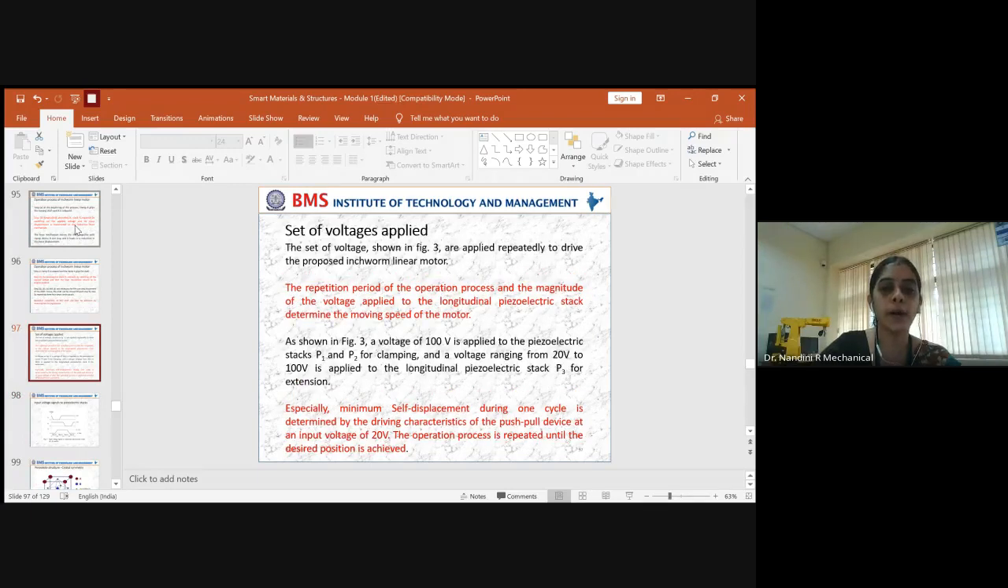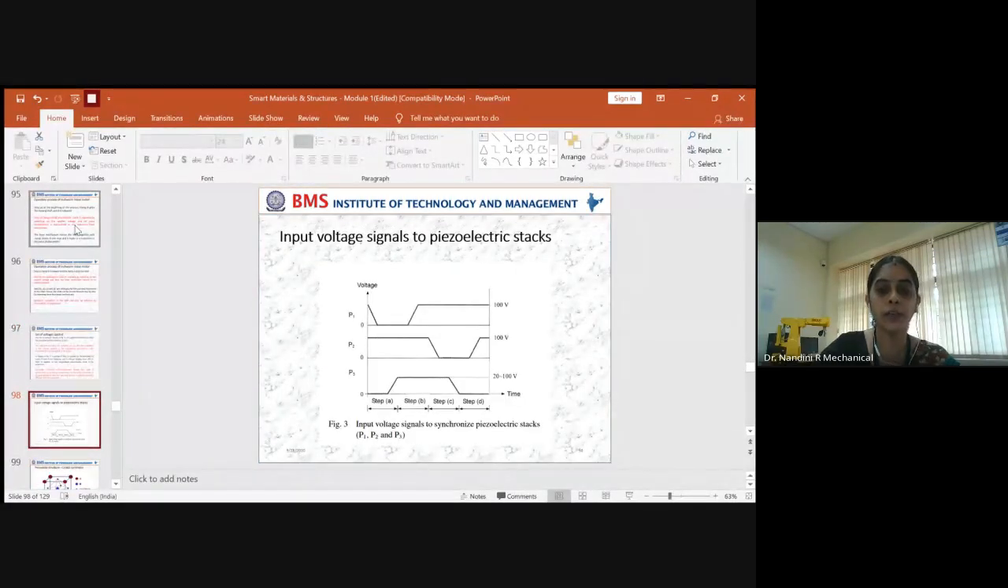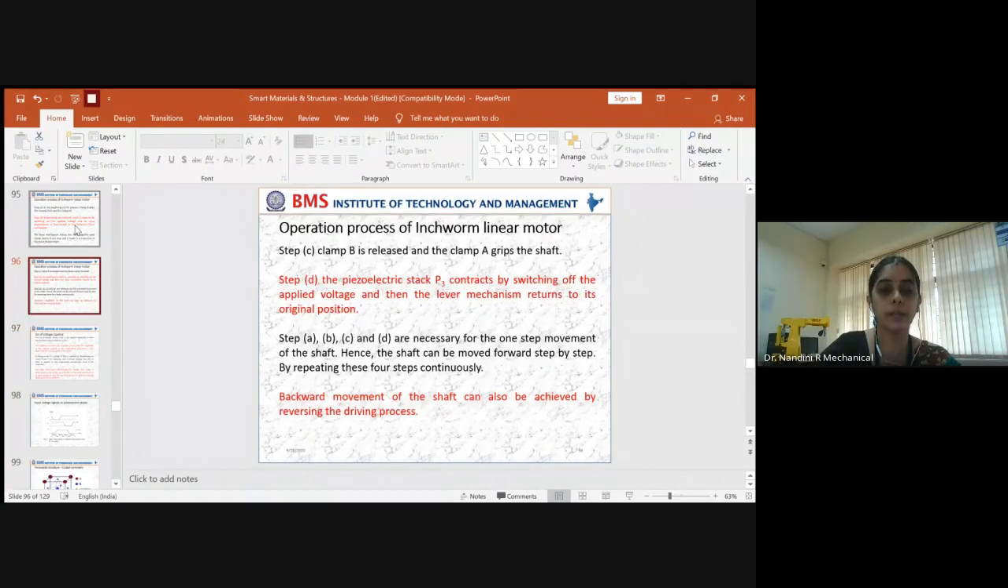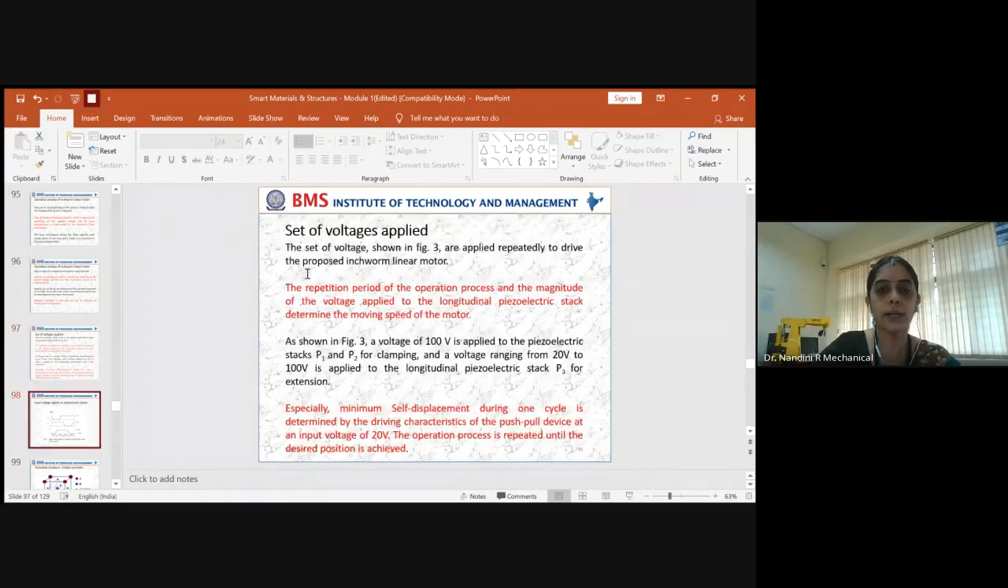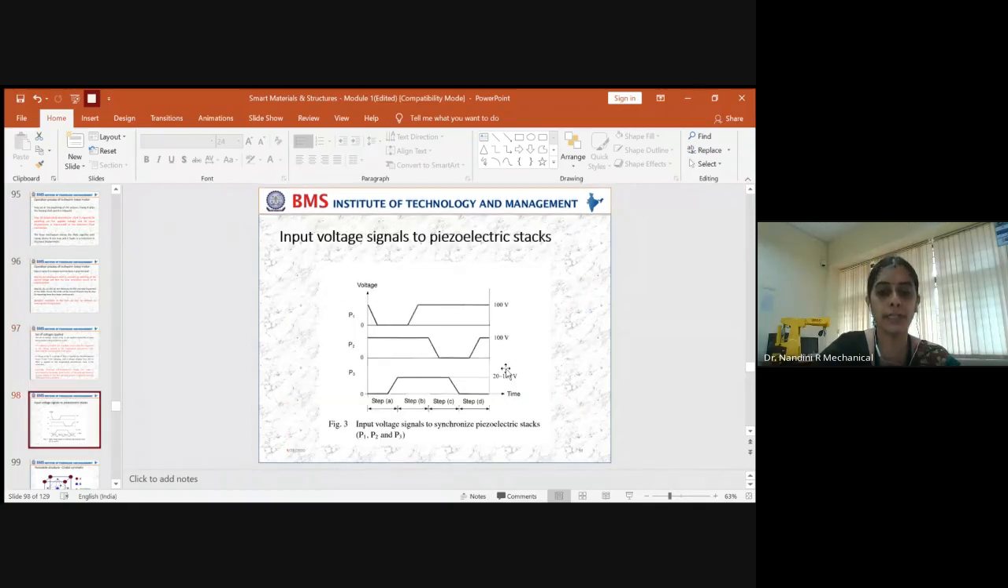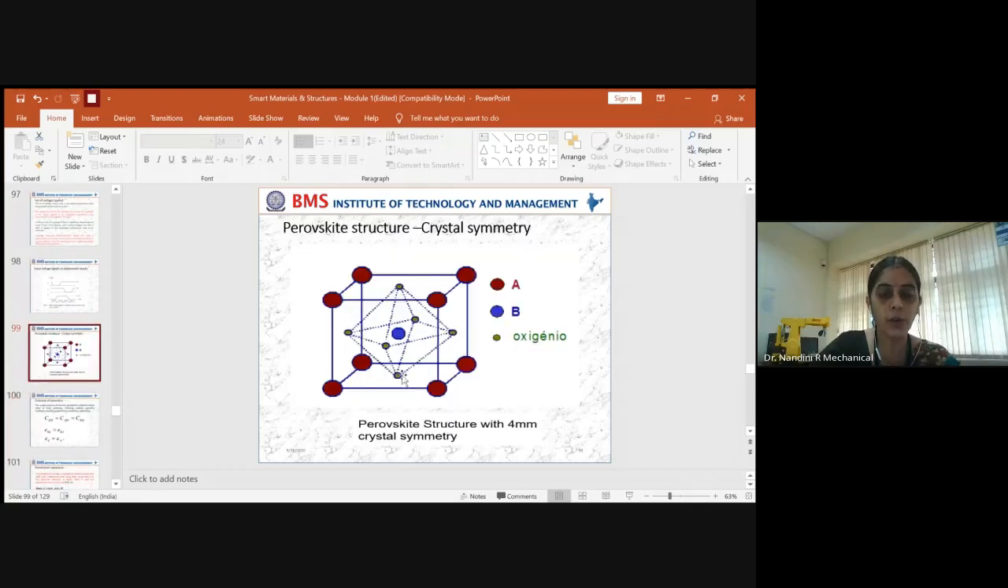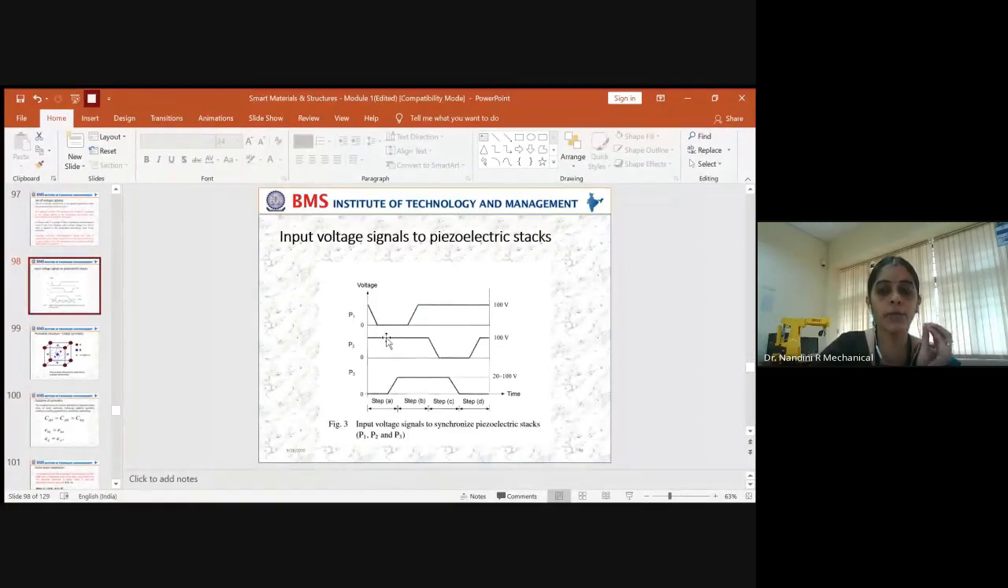Then we explained how we apply the voltage step by step with respect to which clamps are locked and opened. So that also we dealt with, with respect to our input voltage signals where we have three patches, P1, P2 and P3. P1 and P2 were across the clamps A and B and P3 was across the moving body. So how we vary the voltage with respect to the piezoelectric patch actuator movement, we dealt with this. All these were about the piezoelectric stacks applied to an inchworm linear motor.